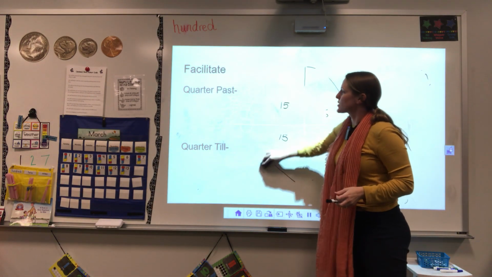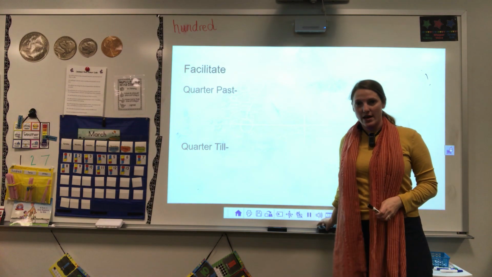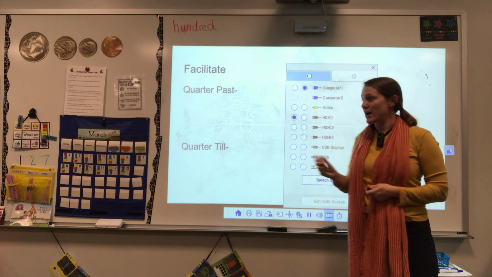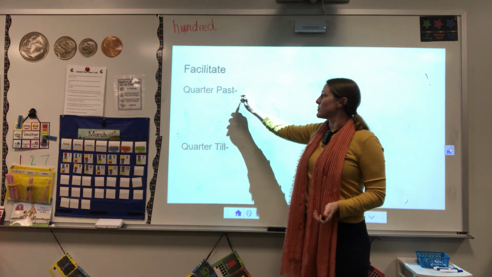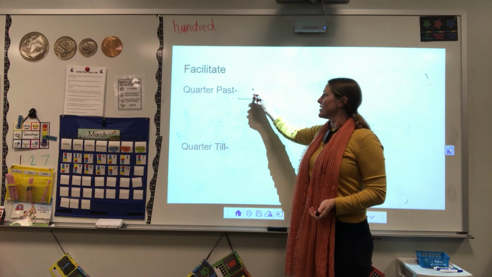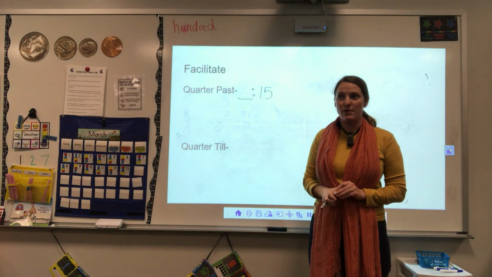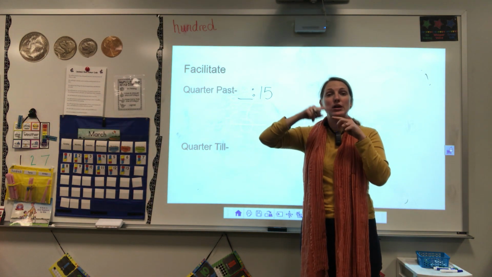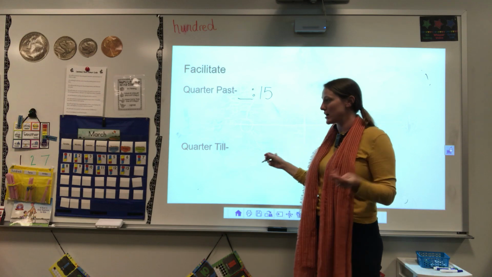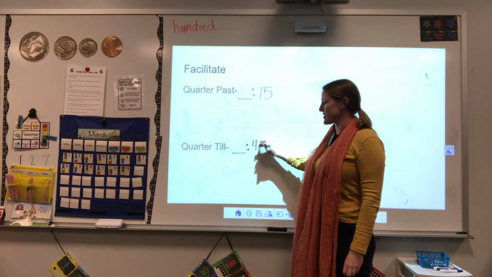When someone says quarter past, they mean that 1/4 of the clock has gone by, or 1/4 of that hour has gone by. So quarter past would be our hour, and then 15 minutes, because it's the first 15 minutes that have gone by in that hour. Quarter till would mean we only have 1/4 until the next hour. So that would look like our hour, and then 45.